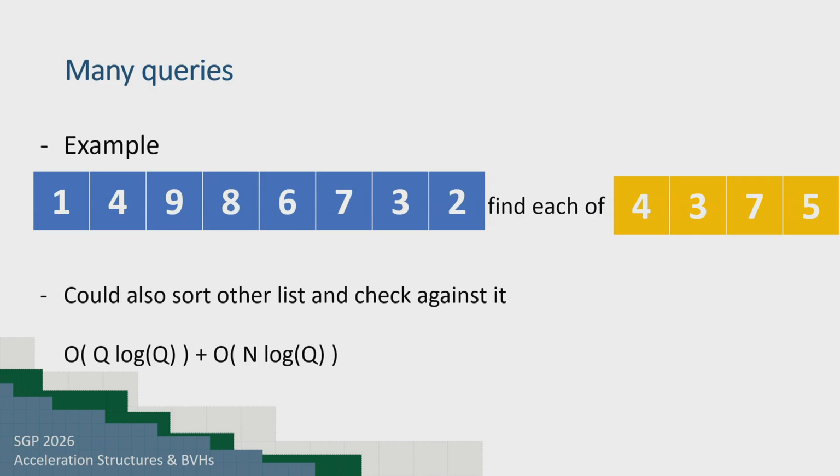This also leads to the idea of dual hierarchy traversals, where you have two hierarchies and you try to traverse them against each other. This might be something you want to do in collision detection, where you even have the same hierarchy that contains all of your geometry and you start traversing them against each other.